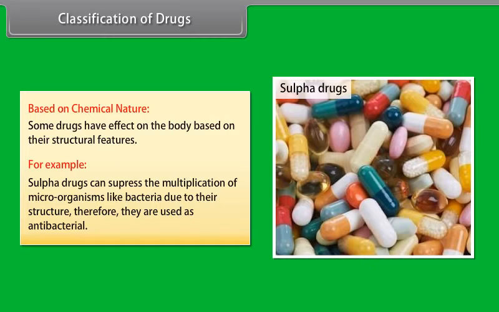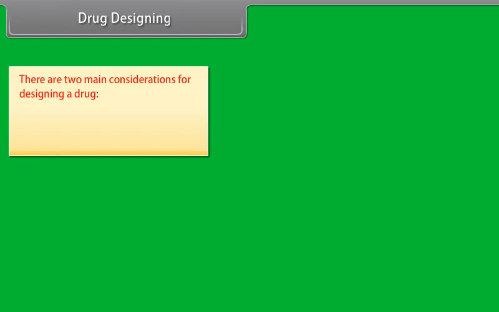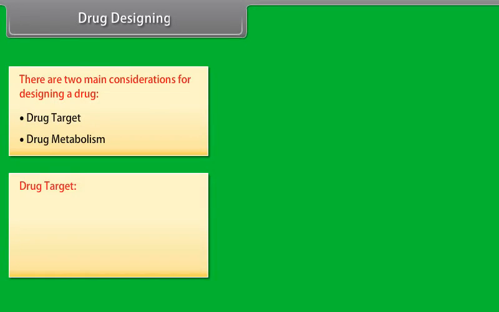Based on chemical nature. Some drugs have effect on the body based on their structural features. For example, sulfa drugs can suppress the multiplication of microorganisms like bacteria due to their structure. Therefore, they are used as antibacterials.